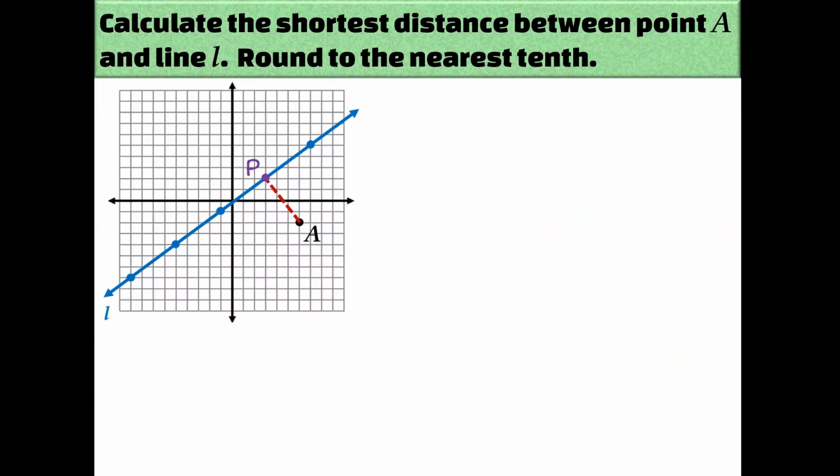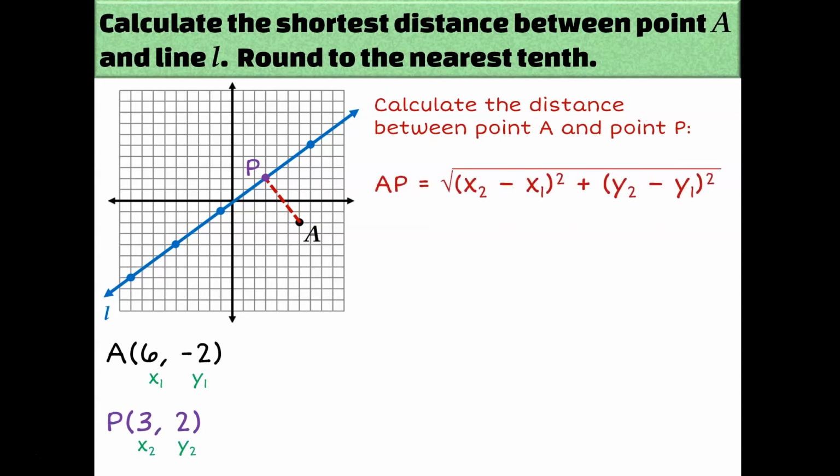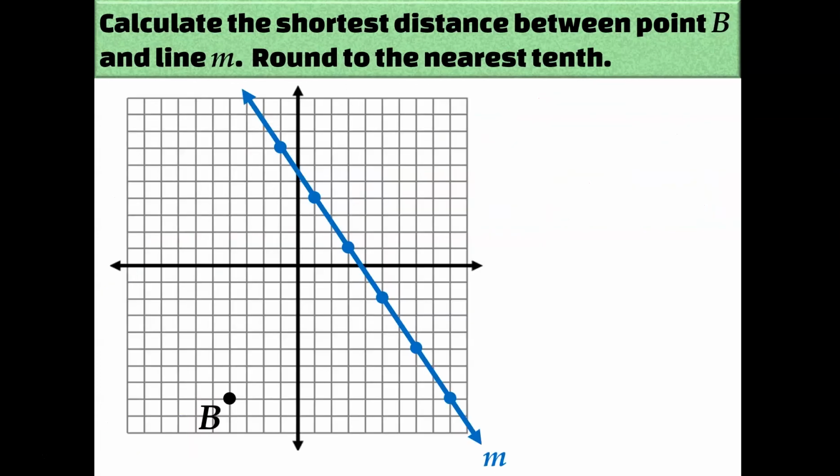Okay, cool. So now I know my coordinates, and I'm going to plug those into the distance formula. A was the point 6, -2. P we figured out was the point 3, 2. So I'll just plug it all into the distance formula, crunch those numbers, and you get an answer of 5 units. All right, let's try another example, make sure we understand what's going on.